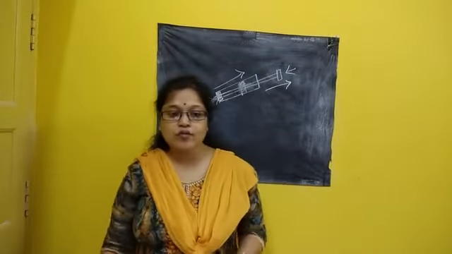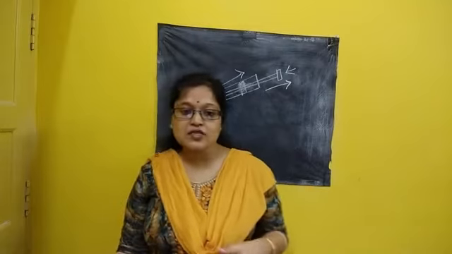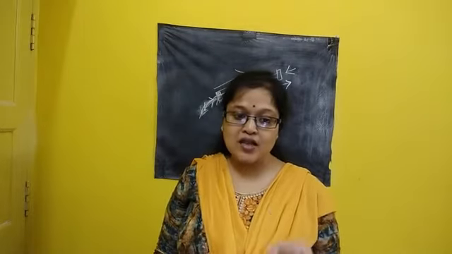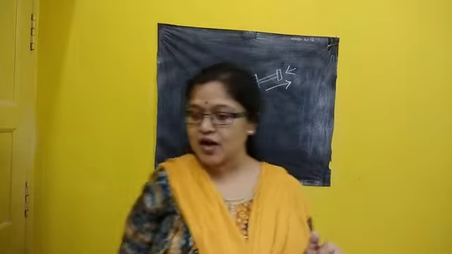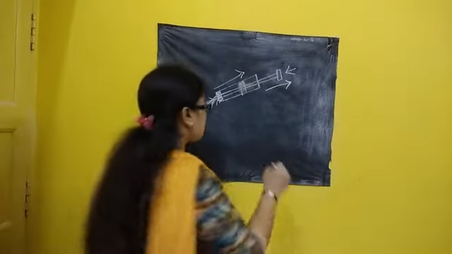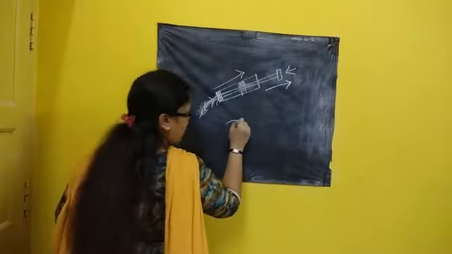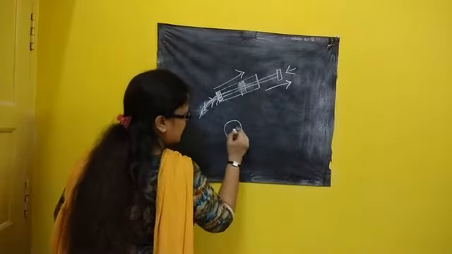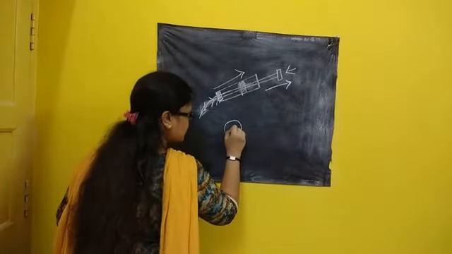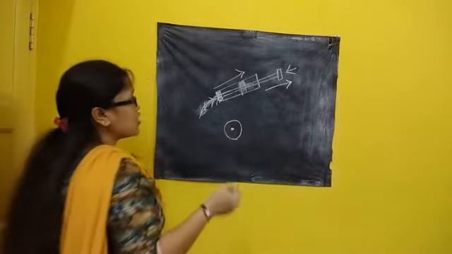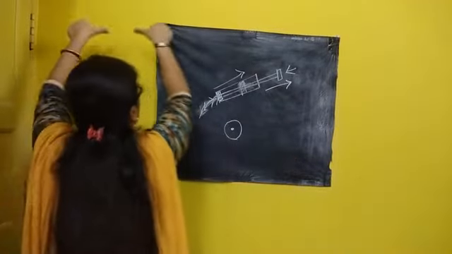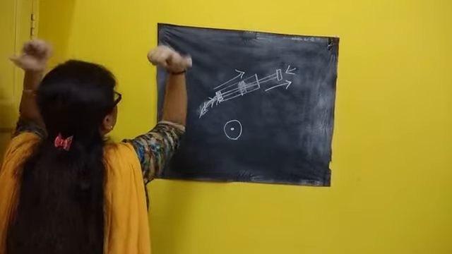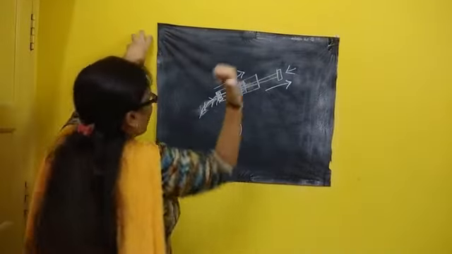Now I am going to the rubber sucker. Rubber suckers are used as hooks in the kitchen or bathroom. We know what a rubber sucker is. It is a spherical thing, and here you have a knob like this. You press that rubber sucker, keep it on the wall, and leave it, so it will stick on the wall.